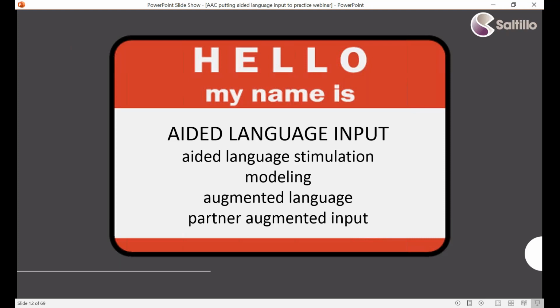Now, aided language input has gone through a lot of different name changes, both in research and clinical practice, so you may have heard it called by all of these different names. So aided language stimulation, modeling, augmented language. Just know I may change some of these terms as I'm going through today, but for today's presentation, we're going to consider those all the same strategy.